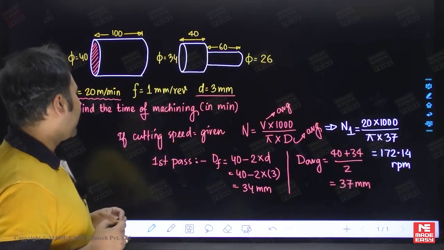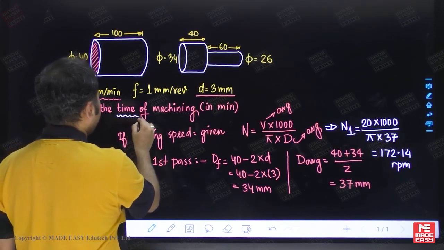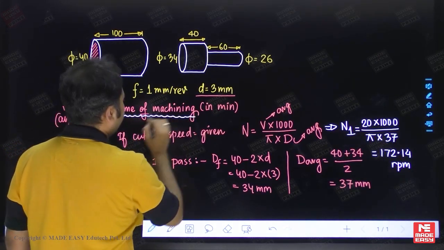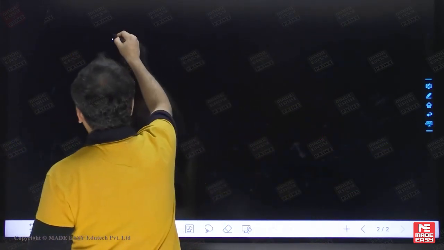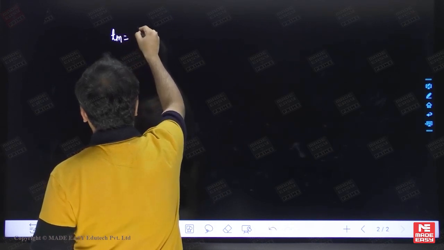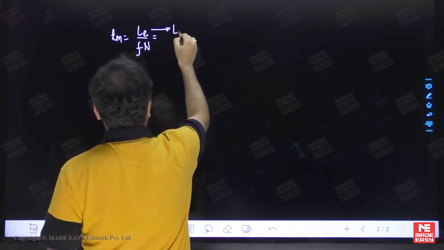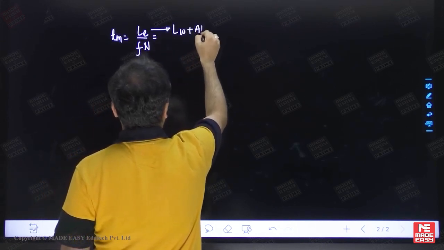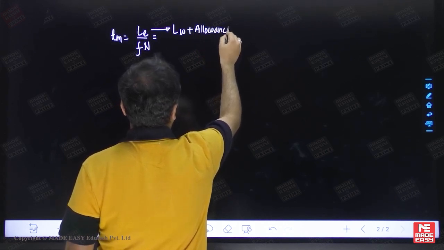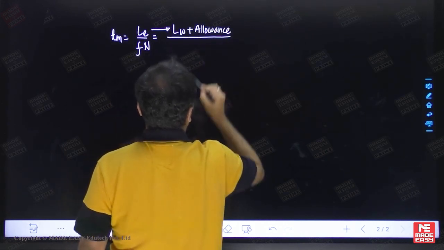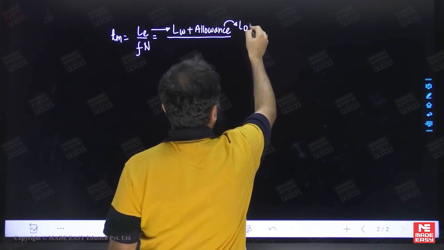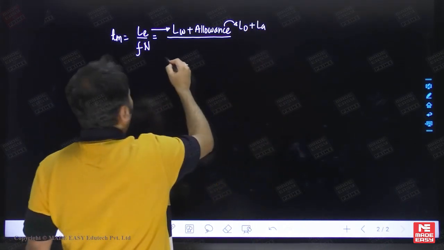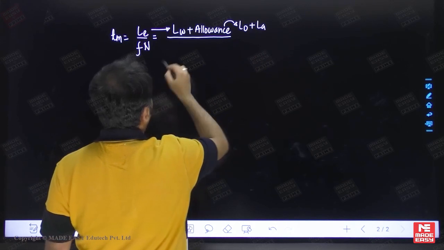What is the machining time equation in turning? The equation of machining time in turning is very simple. Machining time for turning is L effective upon F times N, where L effective is nothing but the length of the workpiece plus allowance, and in allowance you can add the length of approach and the length of over travel. So here you can write L plus LO plus LA, where LO means over travel length and LA means approach length.